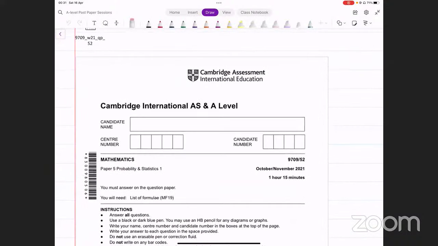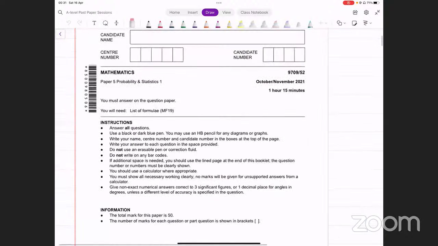So we're starting with paper 5 variant 1, variant 2 first. So this is October, November 2021. You can look at the instructions, pretty standard.